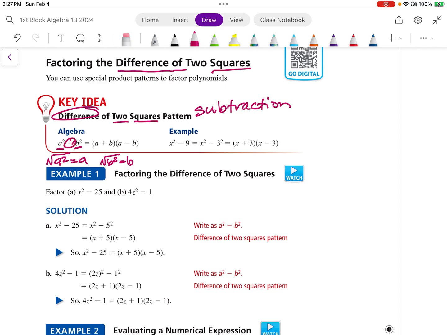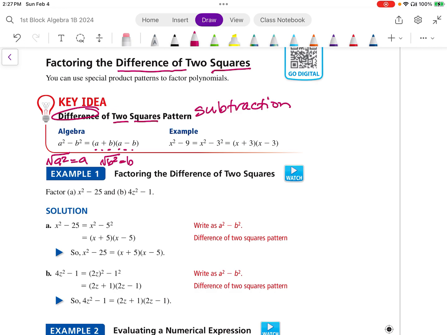So when we have this, a difference of squares, a squared minus b squared, we will factor those out into the square root of the first term, a, plus the square root of the second term, b, times the square root of the first term, a, minus the square root of the second term, b. So a squared minus b squared equals the factored form, a plus b times a minus b.